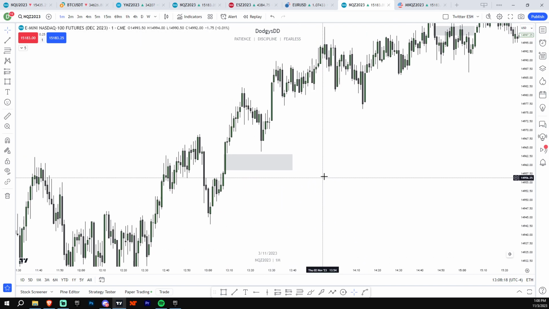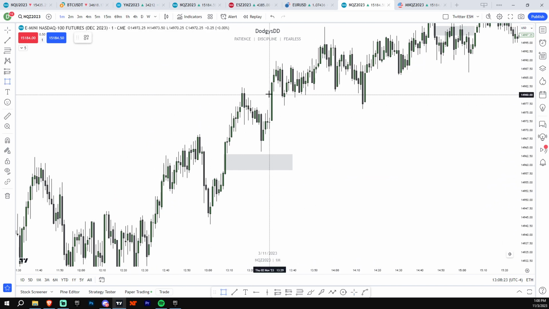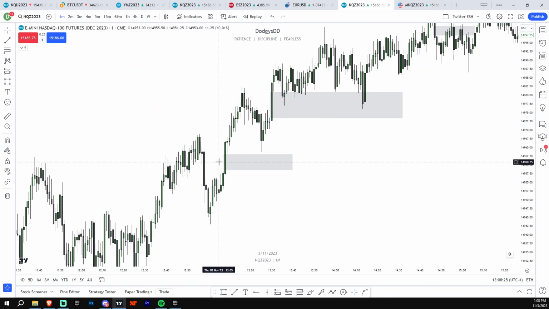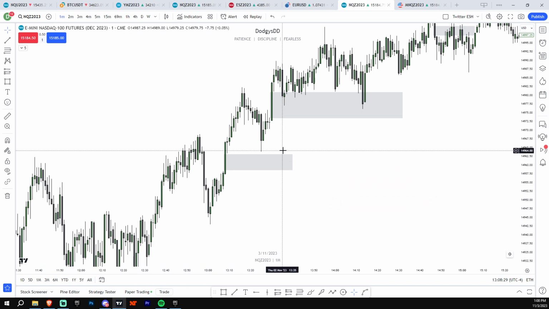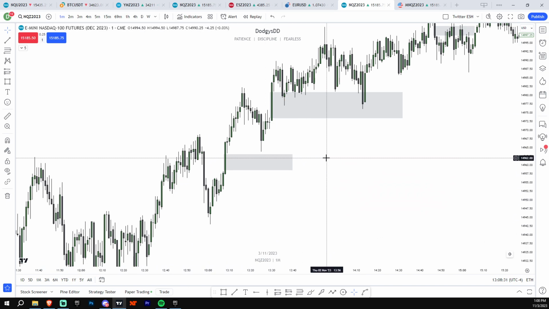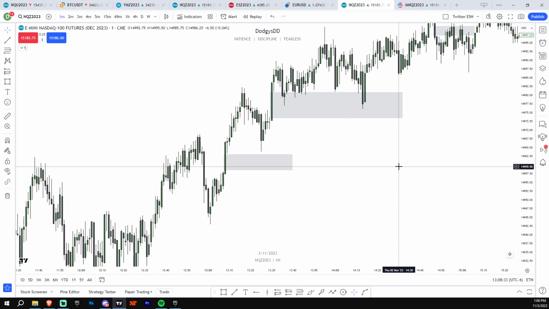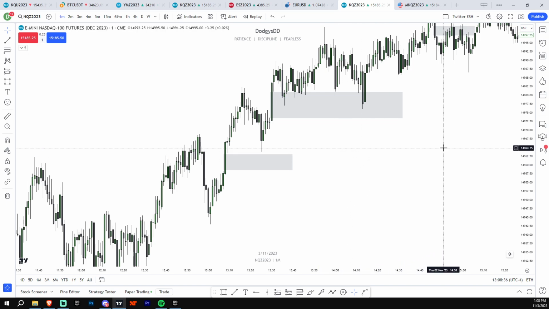Why? Because if you take one look at this chart, what are the two most obvious fair value gaps? This one and this one. I guarantee you nothing else is that obvious. Okay, just quickly close your eyes, open them, and look at the chart as a whole. What are the first two fair value gaps you see?